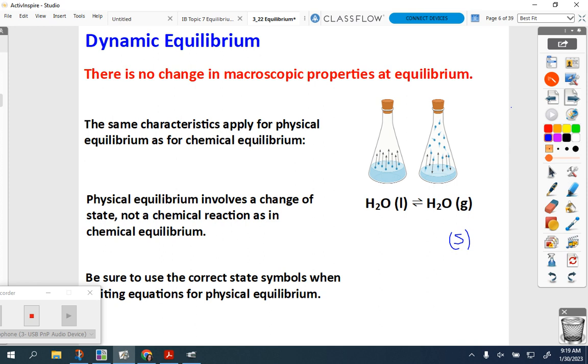You might be asked to write an equation for a physical equilibrium, a change of state from one state to another. Make sure when you do that, you use the double-sided arrow and the state symbols. These are usually subscripts, not gigantic L and G. But if you draw it that way, it's fine. Nobody's going to take points off.